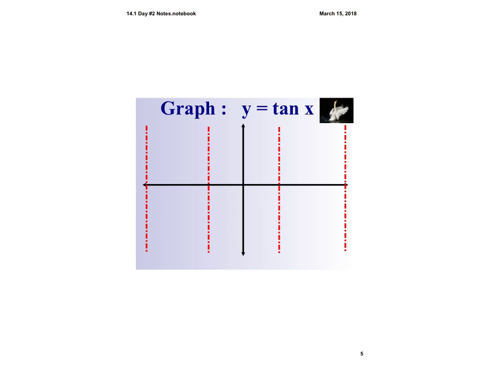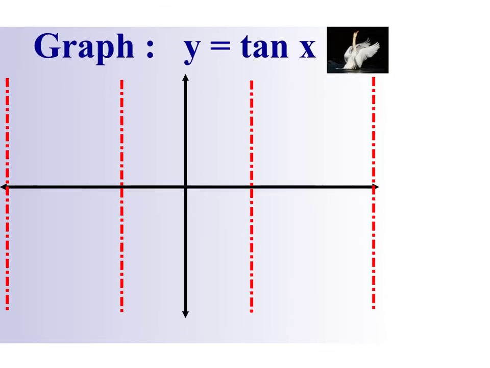Now, tangent. First of all, you need to know what tangent is. Tangent is sine divided by cosine. Do you remember that? And the reason that matters is because if I were to graph sine over cosine, I'm going to actually graph cosine first.